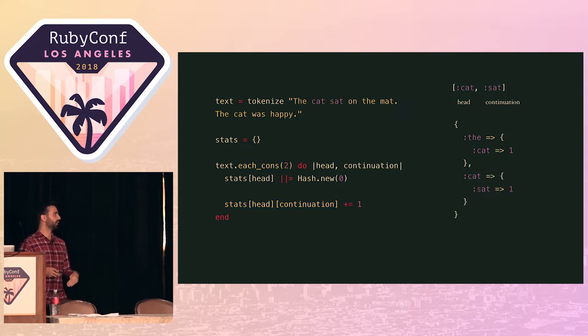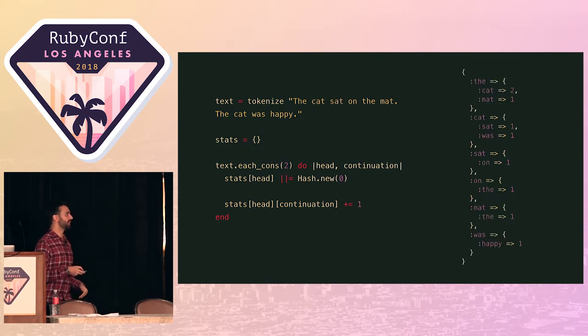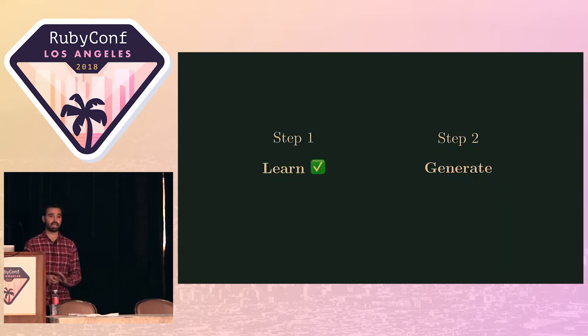And then on the next iteration, sat followed cat one time. And we'll continue iterating through all the words in this example sentence, and we'll eventually end up with something like this. So we do exactly the same procedure, but instead of this example sentence, we do it on that corpus of all the Harry Potter books. And that's our learning phase done. That's all we have to do to learn the style of the Harry Potter books, J.K. Rowling.